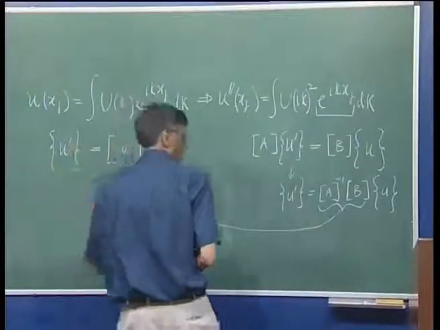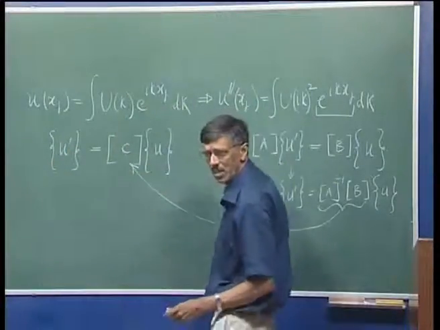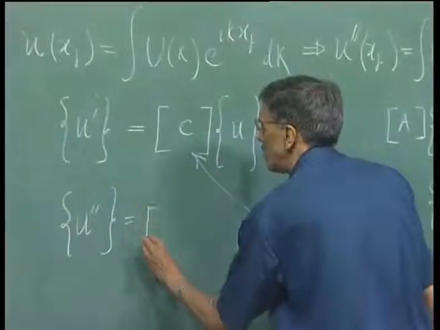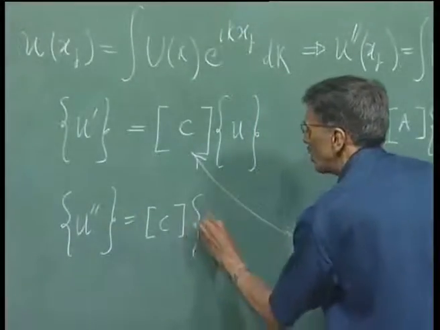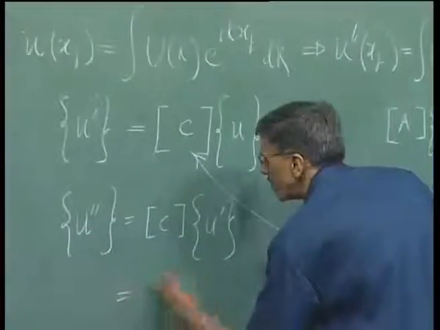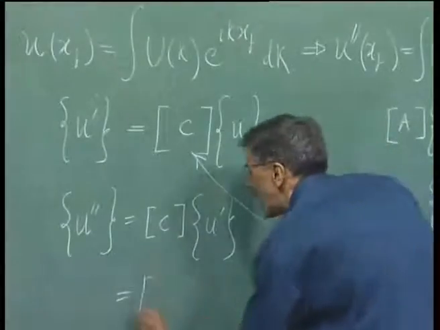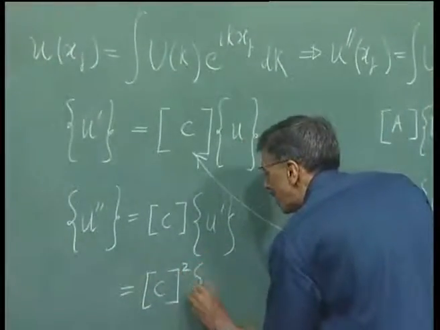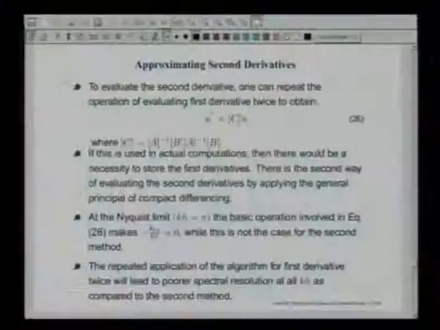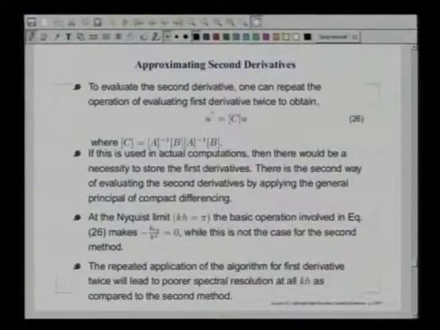So, if I have a first derivative like this, I could similarly write a second derivative relating it with the first derivative the same way, and then this itself is C times u. So, I could write it as C square. That is what we have said here in equation 22, that I will choose C as A inverse B multiplied twice. So, it is like C square, right. So, that is what we could do.